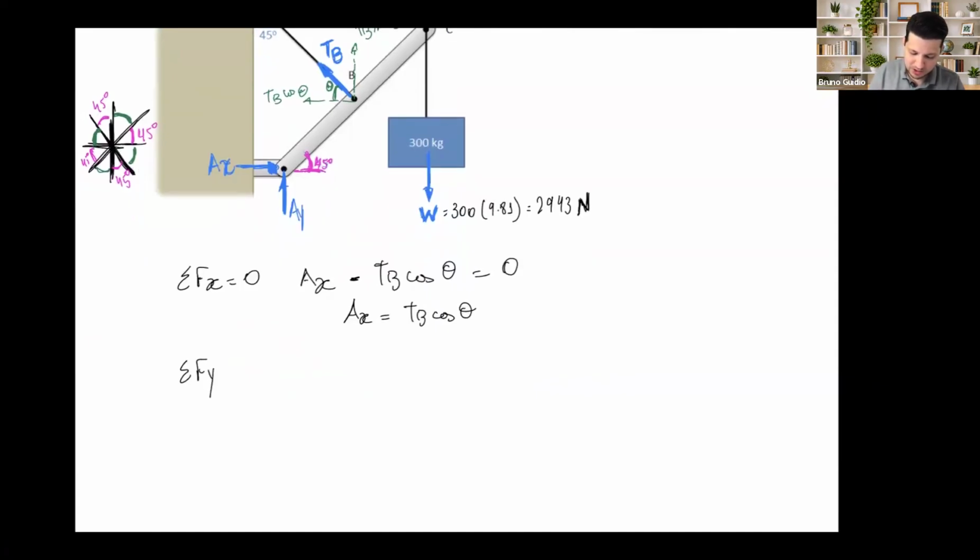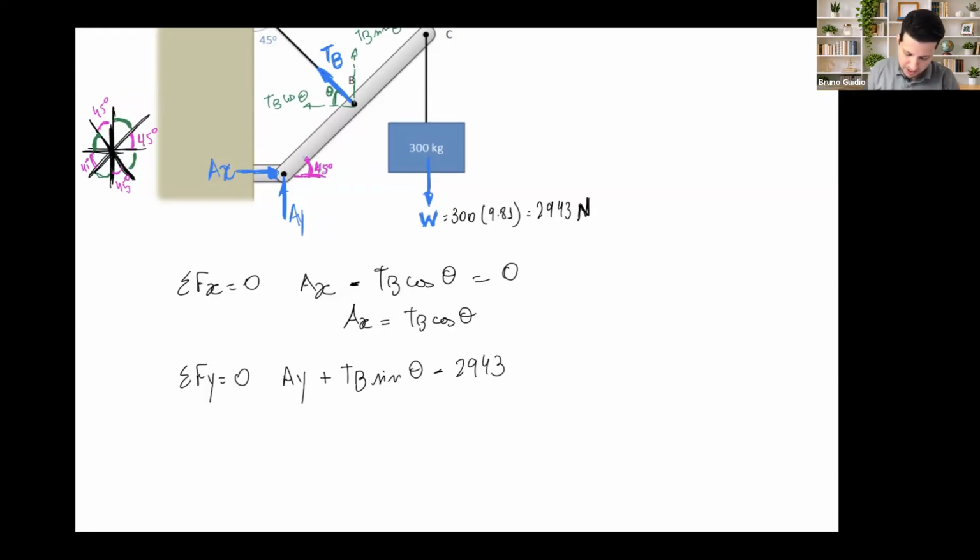Sum of the forces in y should be 0. Ay plus TB sine, negative 2943. Okay. Now Ay plus TB sine should be 2943, equals zero.